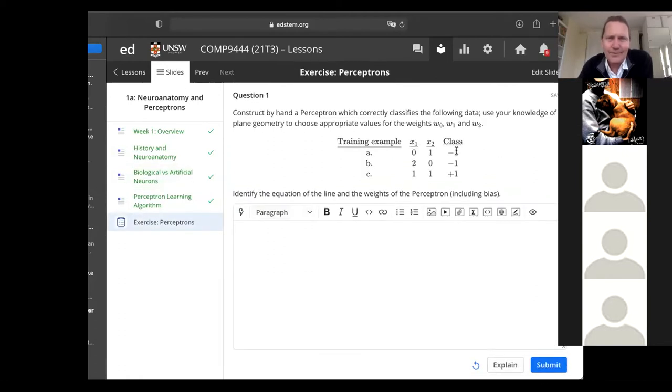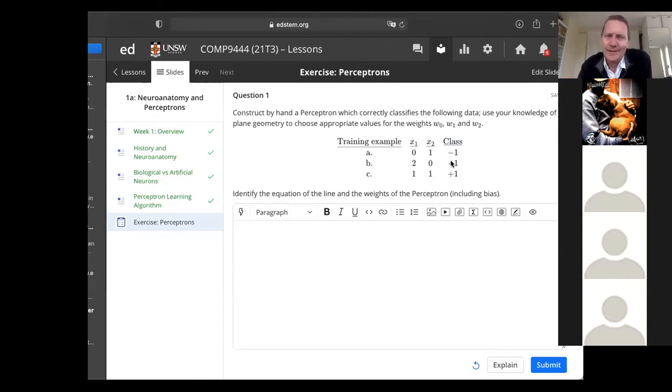So I should have maybe said positive and negative rather than minus one and plus one. But if the class is minus one, that means that the linear combination should be negative before it goes through the transfer function. So then after the transfer function, it would be zero. And then if the class is plus one, it should be positive before it goes to the transfer function and then plus one.